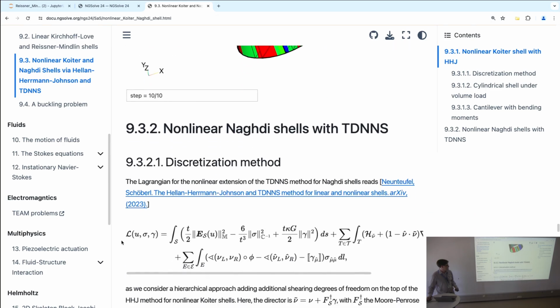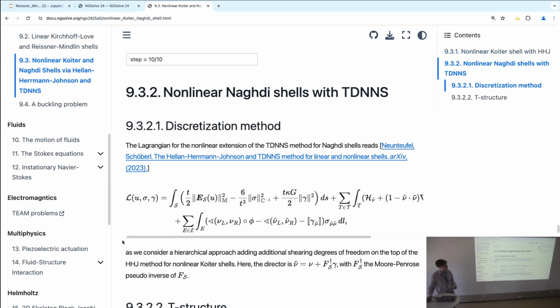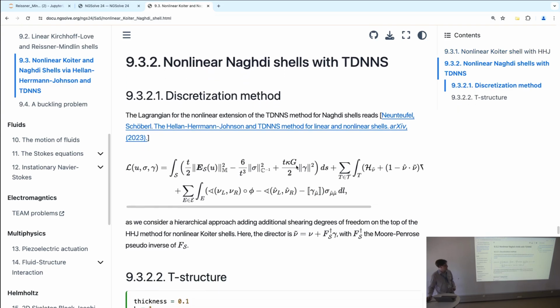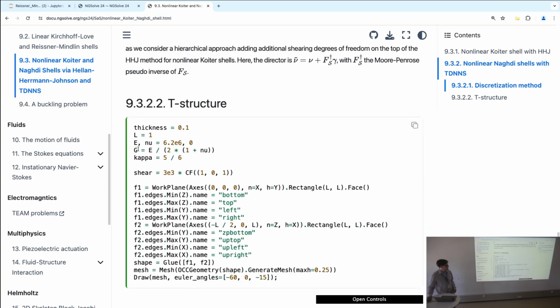Yeah, and also then this was for the Kirchhoff shell. For the Naghdi shells we use a TDNNS approach, so we add the shearing degrees of freedom with the Nédélec elements. But I won't go too much into details here. I just want to convince you that we can also handle structures with kinks and branched shells.